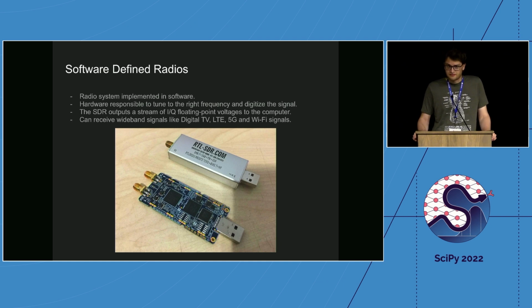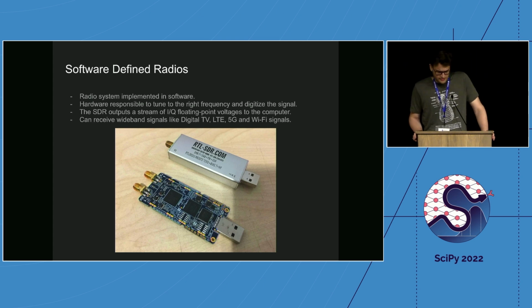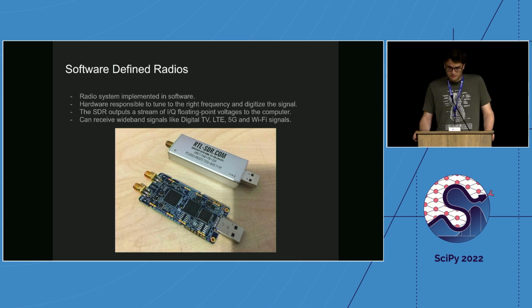For example, receive digital television. Here in the US it's DVB and DVB-S2 from satellites. Also LTE, 5G networks, and even Wi-Fi signals.